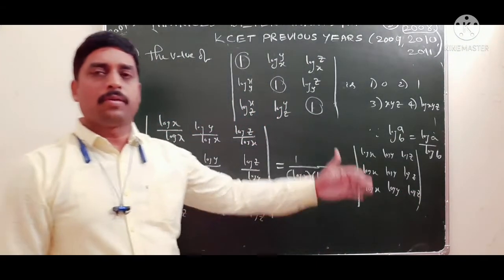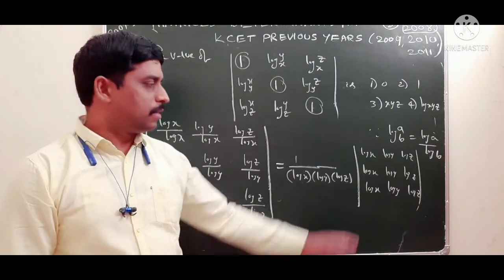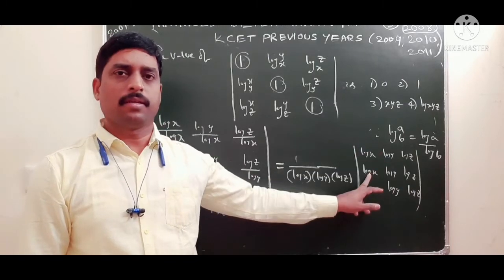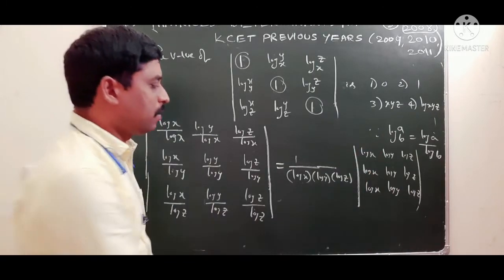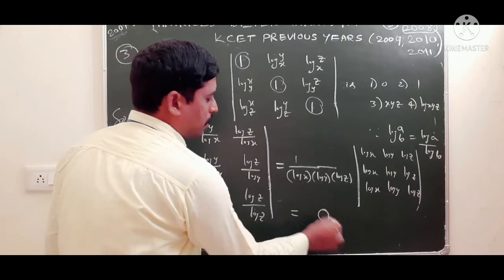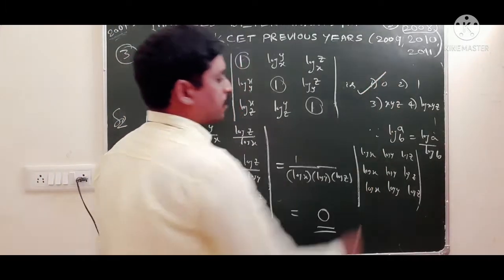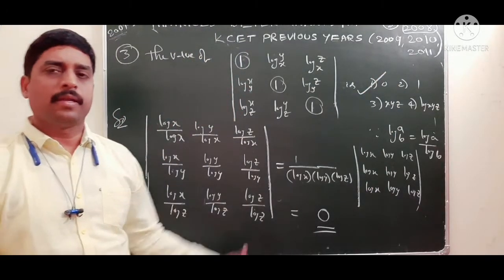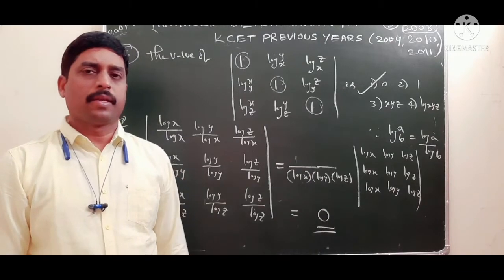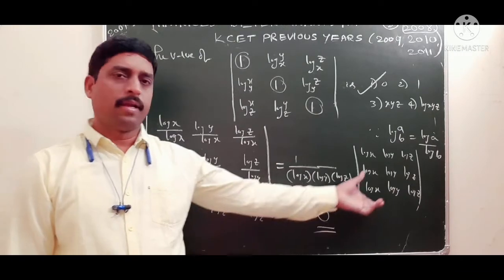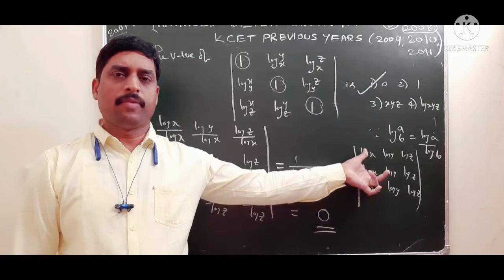So if any two rows are equal, that will be 0. In this case, the first row, second row, and third row, all 3 rows are equal. So that will be 0. And 0 into anything is 0. So option 1 is correct. What is the determinant property? If any two rows or columns are equal, that will be 0. So by using the determinant property, this value will be 0.